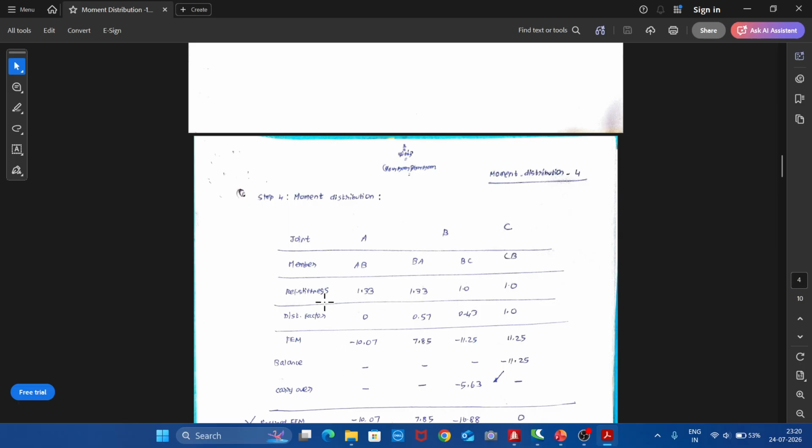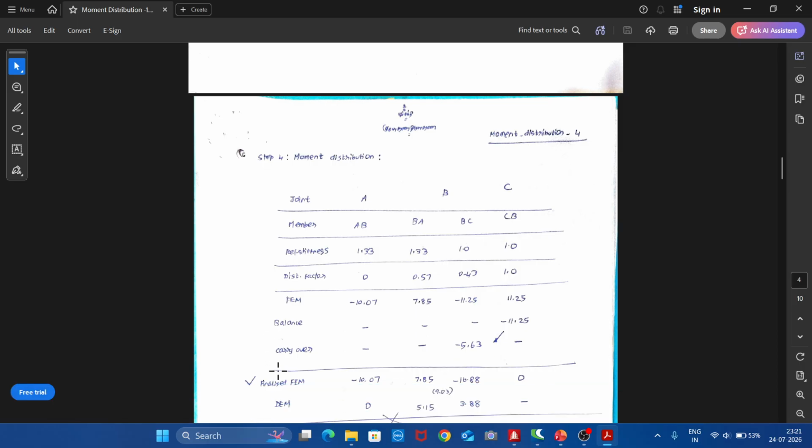Then write the relative stiffness. So the relative stiffness of AB and BA is 1.33, 1.33. The relative stiffness of BC and CB is 1. Then write the distribution factor. The distribution factors we have all calculated in the previous step. So 0 for A, 0.57 for BA, 0.43 for BC and 1 for CB. Now we are going to start the distribution.